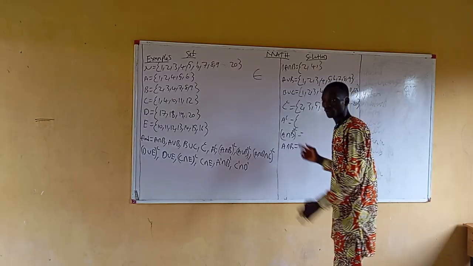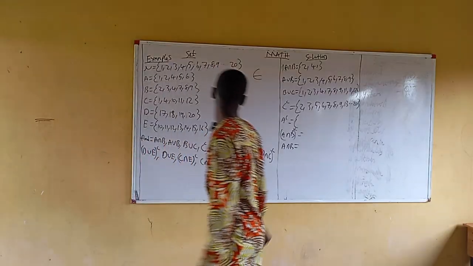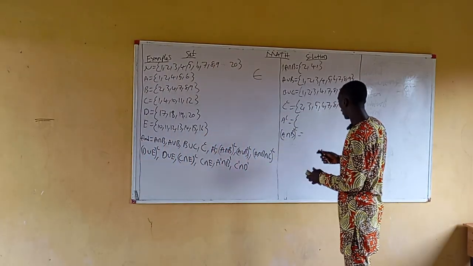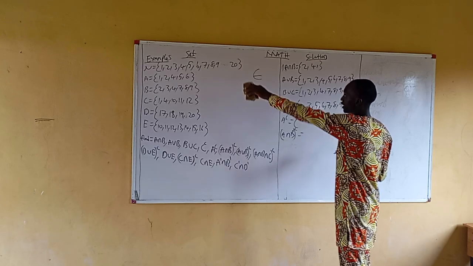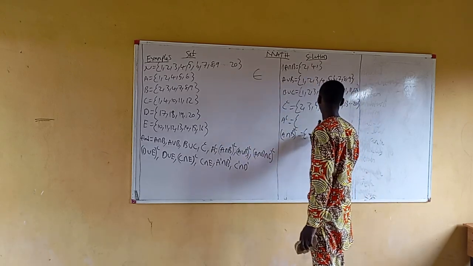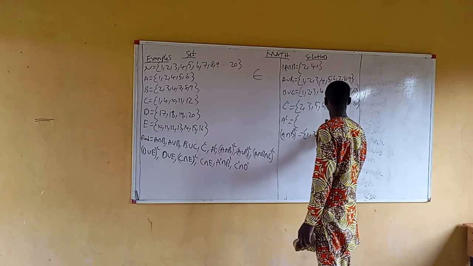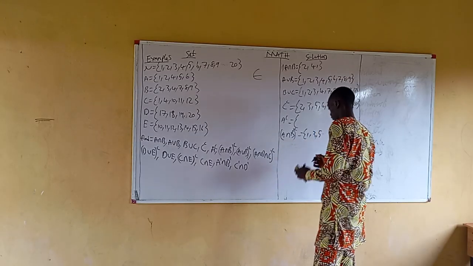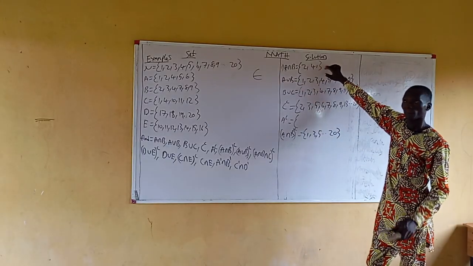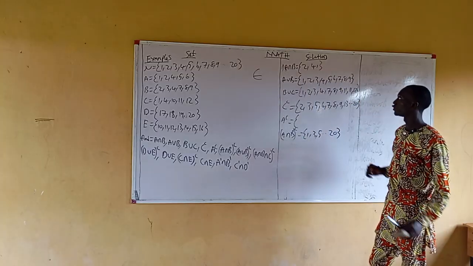I forgot I had done it before, so let me quickly wipe it off. Now we have it to be 2 and 4. What are the elements in the universal set that are not here? We have 1, then we have 3, 5 to 20. These particular elements are not here. So take note of that.